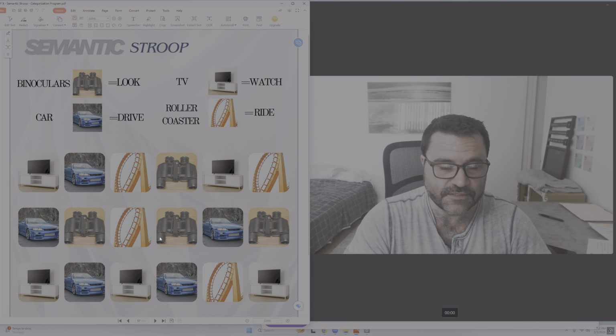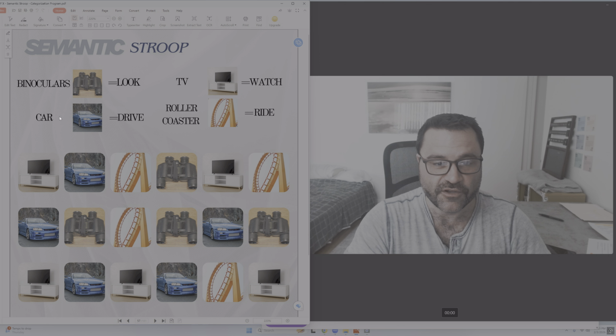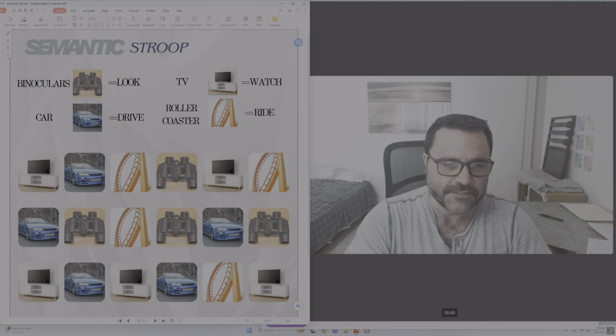There's verbs. This is just strictly verbs, but they're also very close in semantic boundary. You can look out of binoculars, but you can also watch something out of binoculars. Well, you have TV, you have watch, or you have binoculars, and you have look. So you're having to use extra memory and context to remember those as you're doing this activity. Same with car and roller coaster. You can ride in a car, but you drive a car, and in a roller coaster, you ride a roller coaster. So that's a really good challenge.